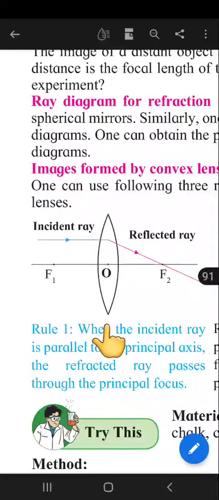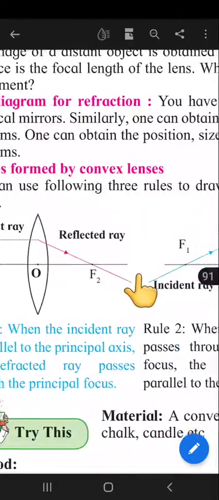When I ask you the question, state 3 rules used to draw the diagram of images obtained by a convex lens, at that time you should write this rule and draw this diagram in your notebook.